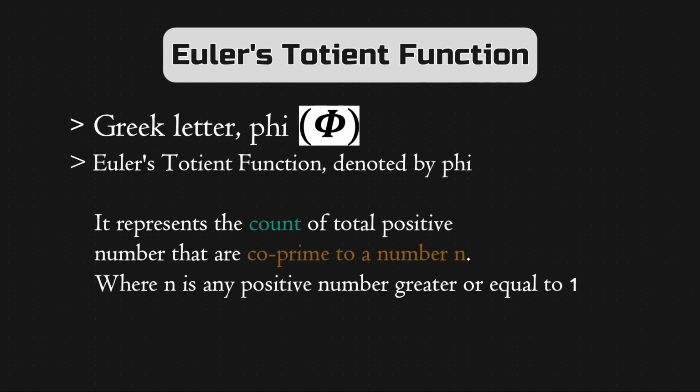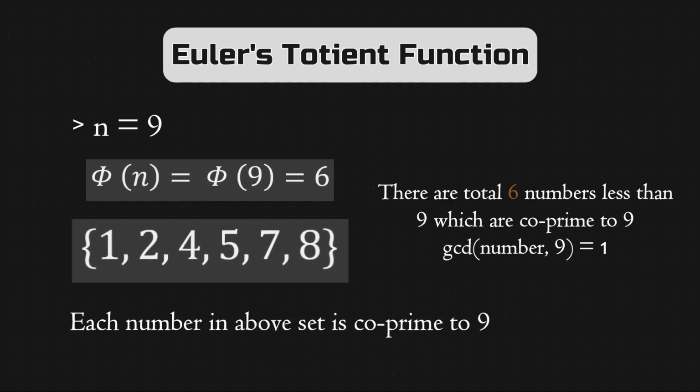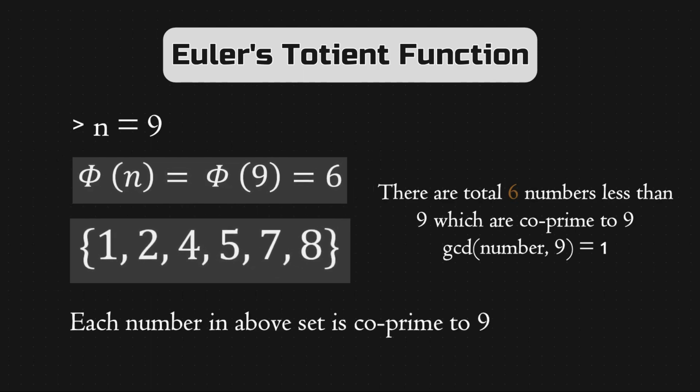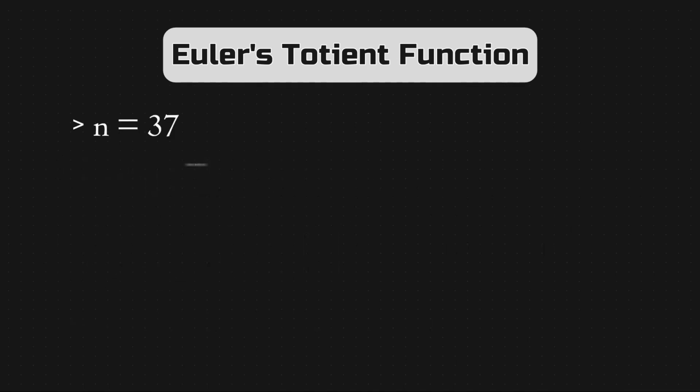For example, if we want to find Euler's Totient function for number 9, then we will have 1, 2, 4, 5, 7, 8. So there are a total of 6 numbers less than 9 which are relatively coprime to the number 9. This 6 here is nothing but the Euler's Totient function of number 9. Simple, isn't it? Let's take one more example.